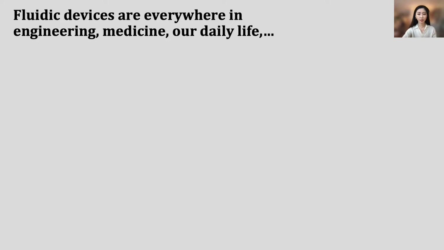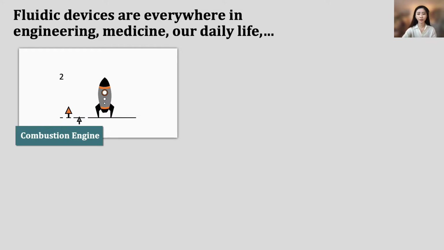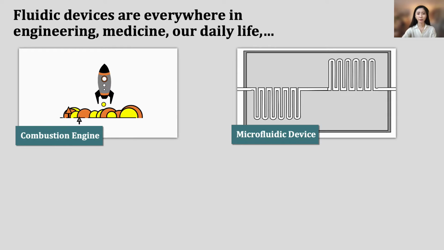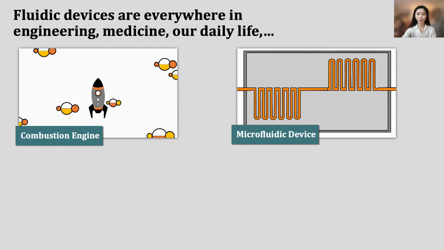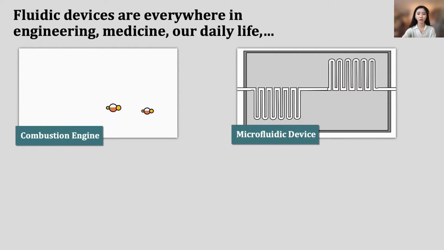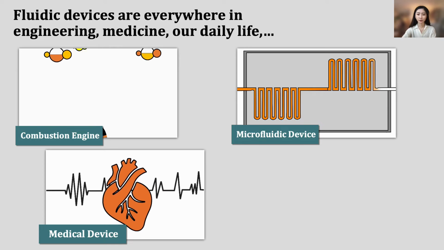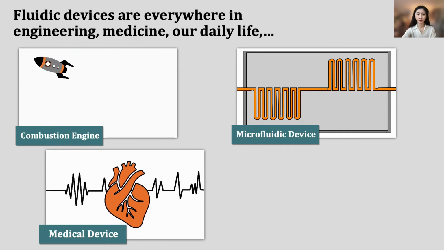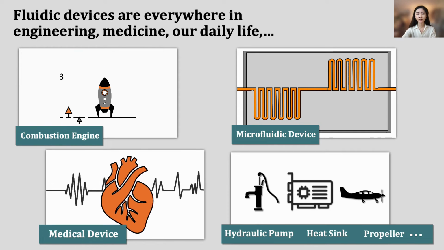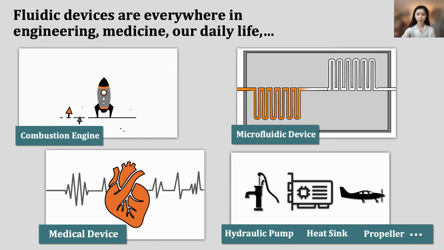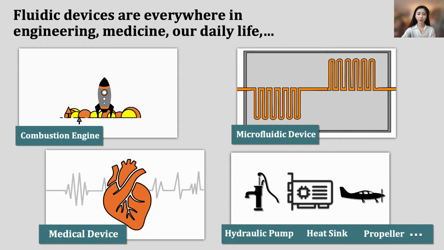Fluidic devices are everywhere in our lives and are key components in industrial and engineering applications. In engineering, combustion engines compress and combust air to generate power. In bioengineering, microfluidic devices are used to transport and separate particles for downstream tasks. In medicine, research in artificial hearts aims at improving our life, and it's everywhere in our daily life, from water pumps, GPU heat sinks, to propellers, and many more.